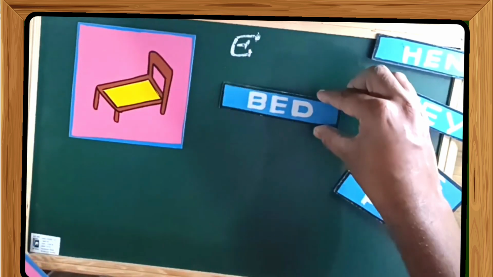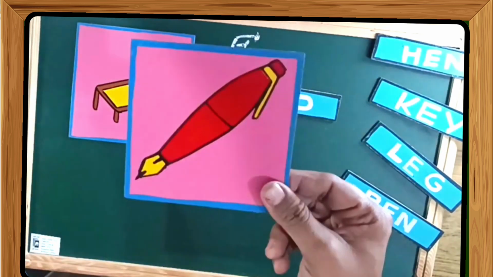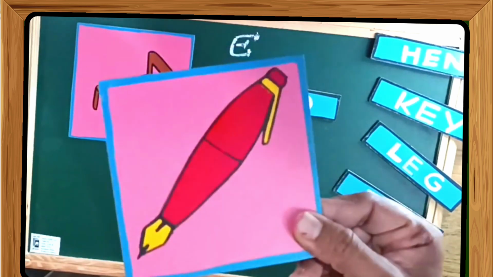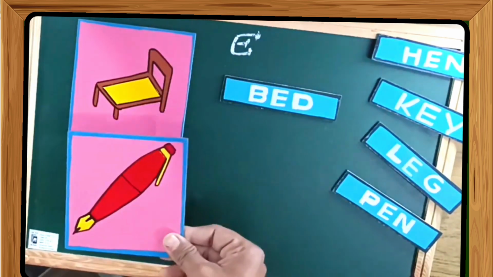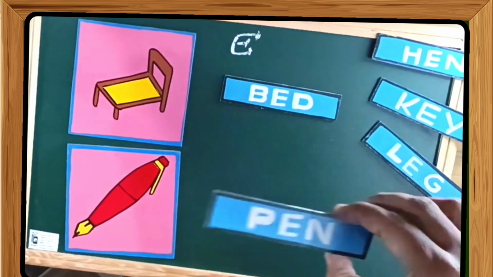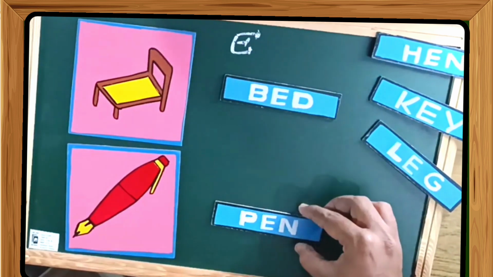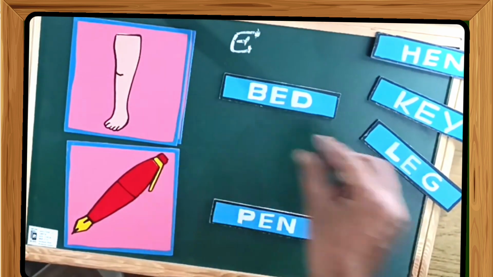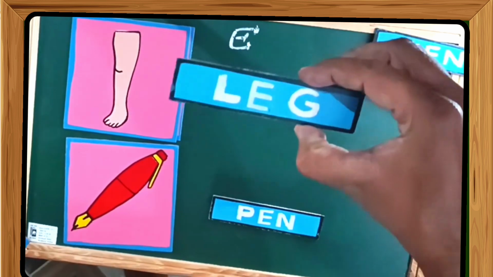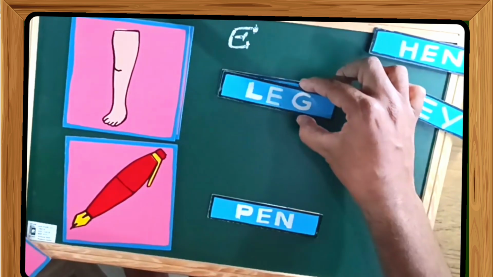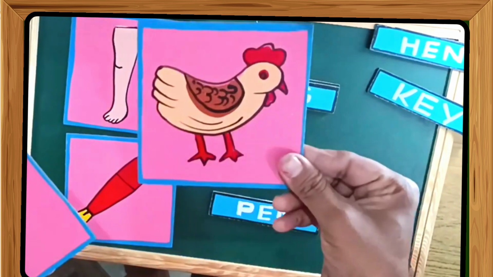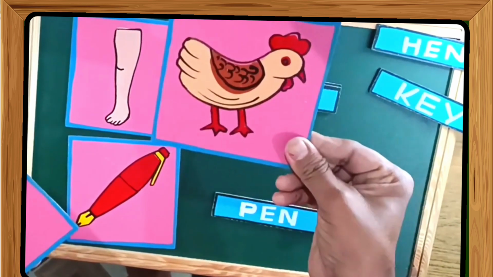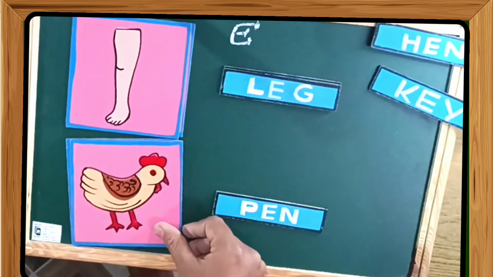BED, bed. Very good. Next, another picture, PEN, pen. Very good. PEN, pen. Next, this is leg. And this is LEG, leg. Another one. This is HEN, hen. Put here.